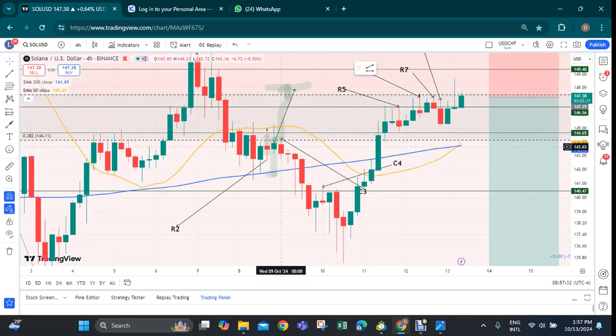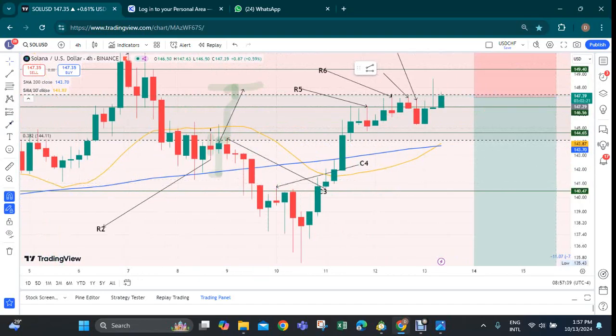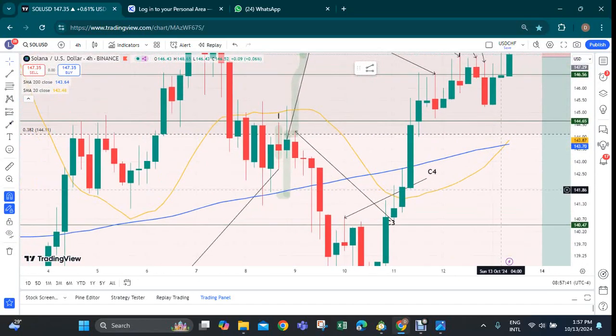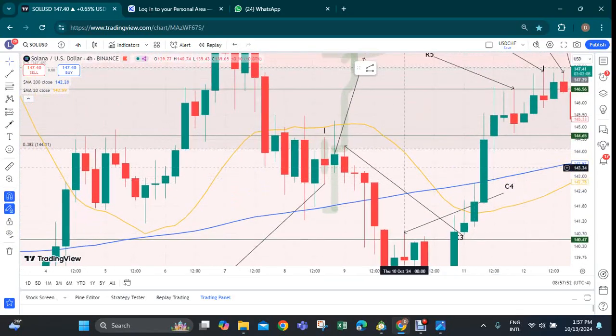But the market kept on pushing downwards. Now remember, we are in the 4 hours time frame. If you look closely, you will see we have another bearish candlestick here with a wick. Let's look at it together.